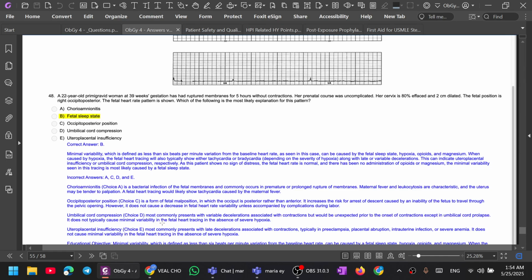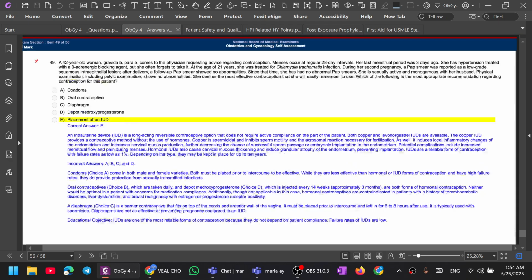Okay, so it's IUD, intrauterine device. IUD is a long-acting reversible contraception option that does not require active compliance on the part of the patient. Both copper and levonorgestrel IUD are available. The copper IUD provides a contraceptive method without the use of hormone.